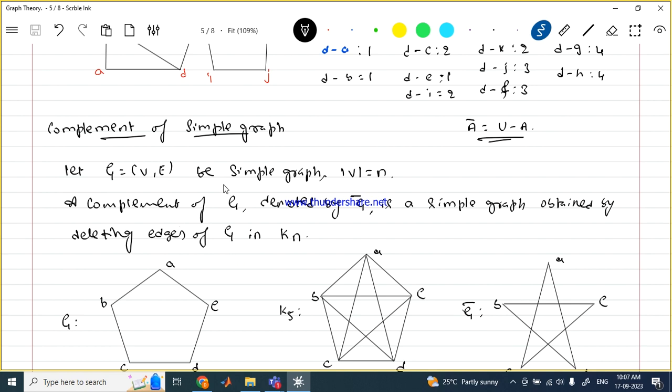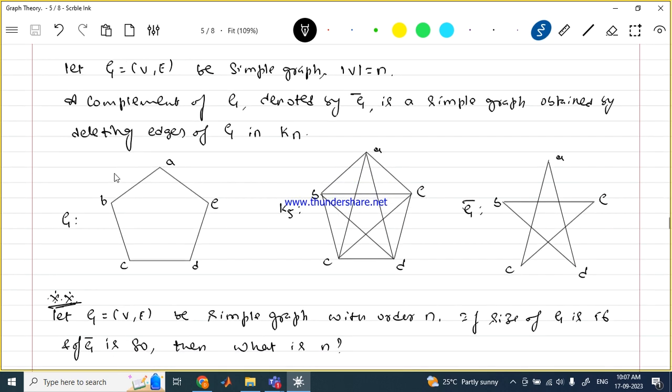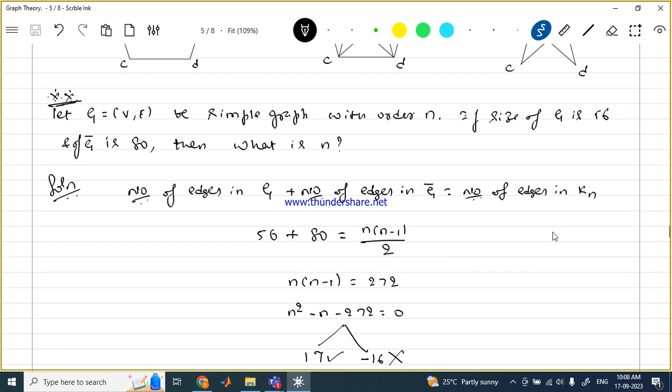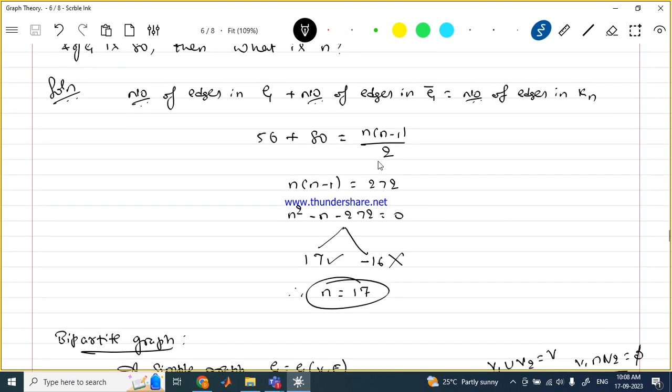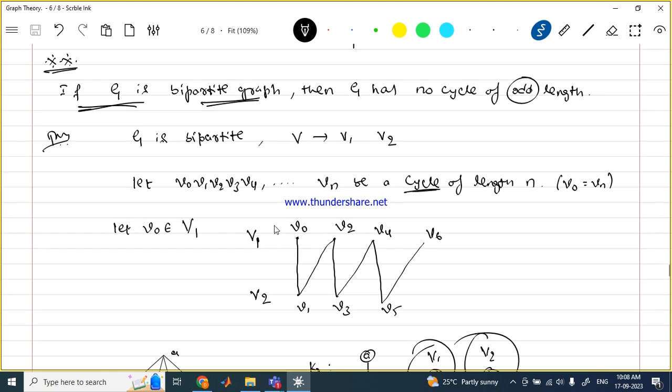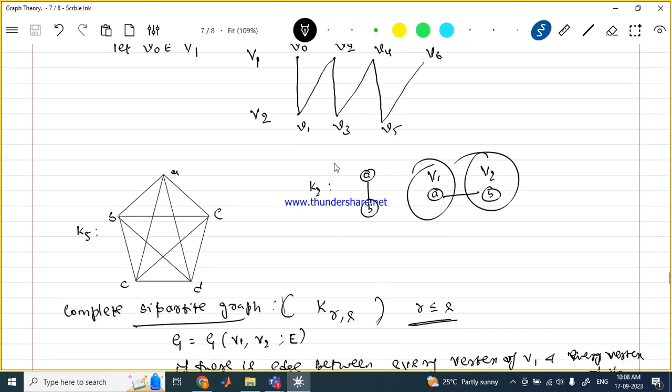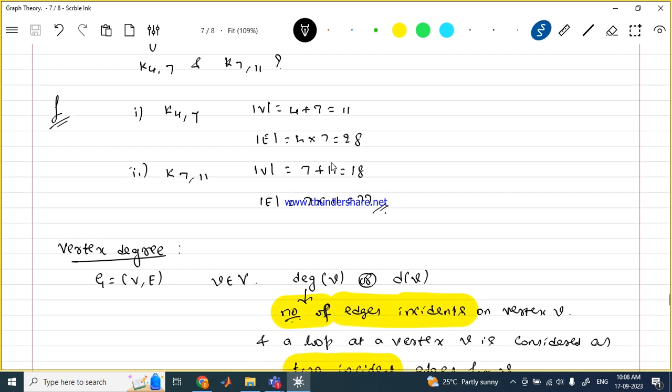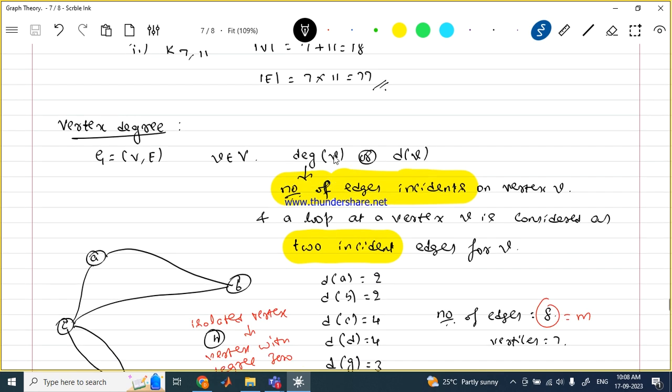And complement of a simple graph just says what? If you have a simple graph of n vertices, then consider a complete graph with n vertices, then delete the edges which are present in G from the complete graph. That will give us the resulting complement. And so these problems are quite important. And on bipartite graph, the problems are important again, and this theorem, as I mentioned, is once again very important from the point of your examination. And on complete bipartite graph, you can expect questions.